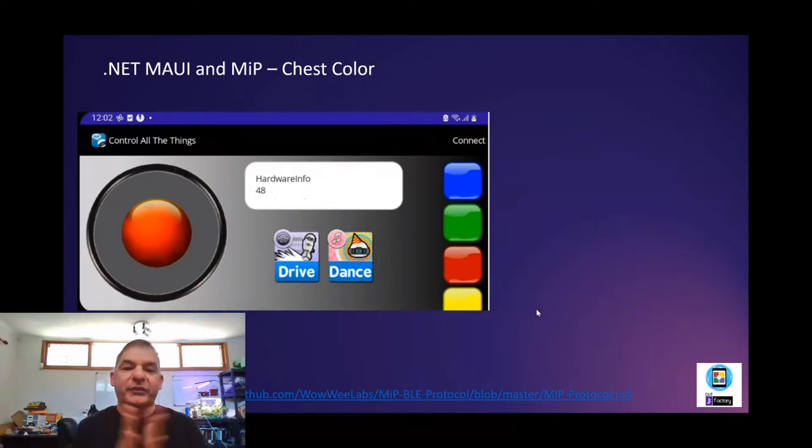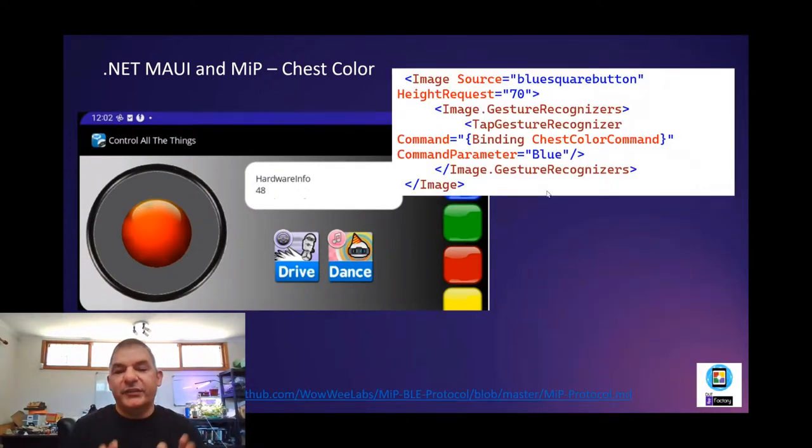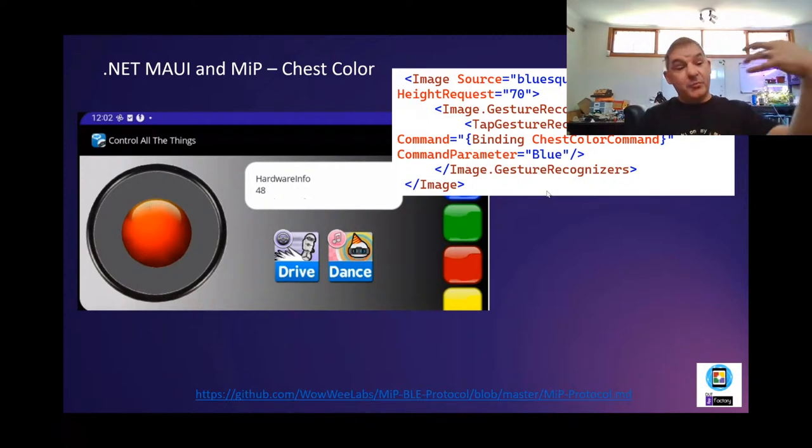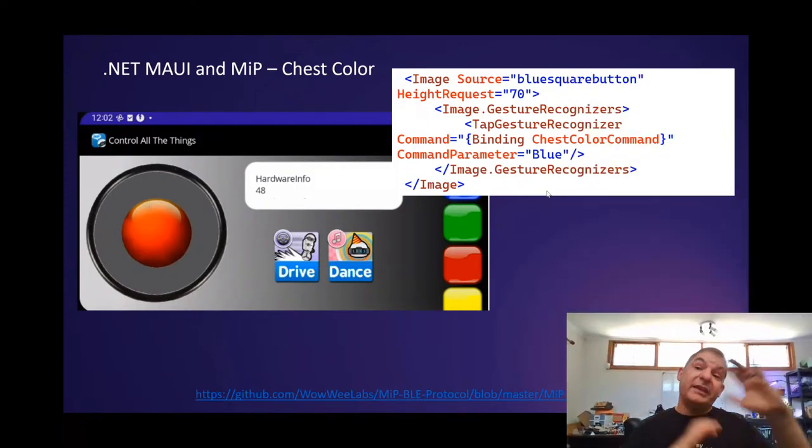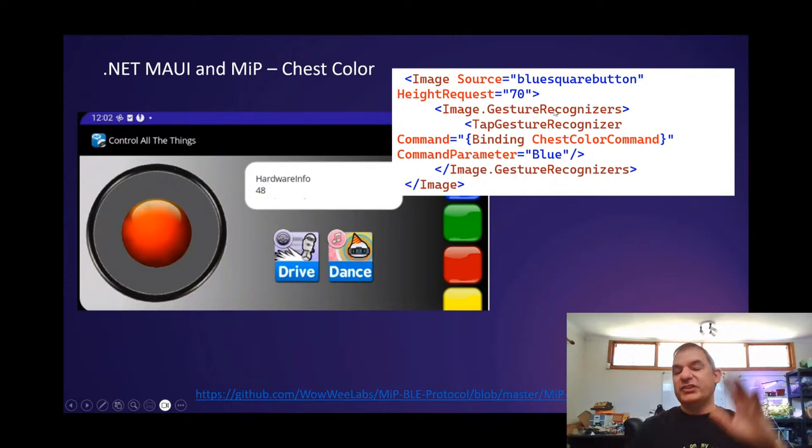So this is how it works, right? We've got this little UI that we've built. Maui also supports owner-drawn things, so we've got a custom little joystick control here, and we've got some buttons and things to press. The way Maui works, we've got this markup language in XAML. So it's XML-based markup. Here we've got an image. An image has a gesture recognizer.